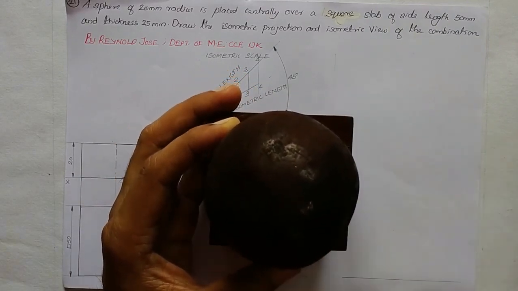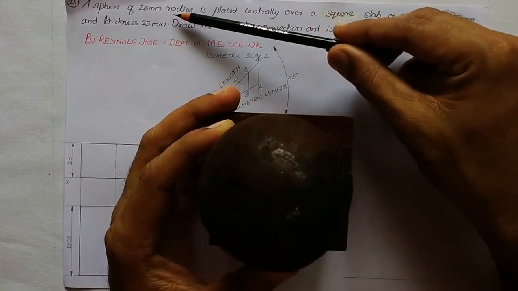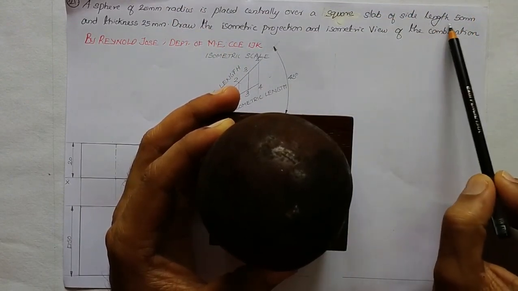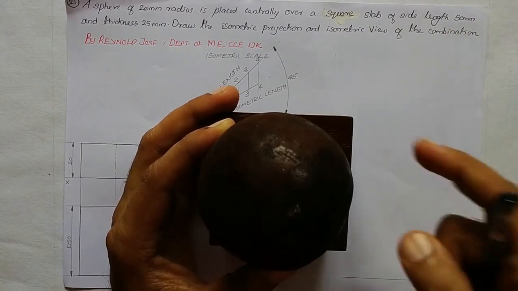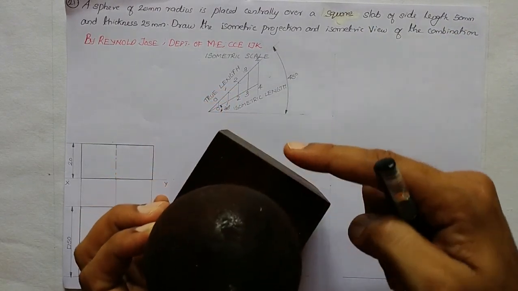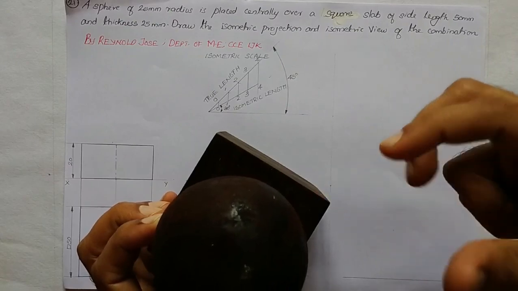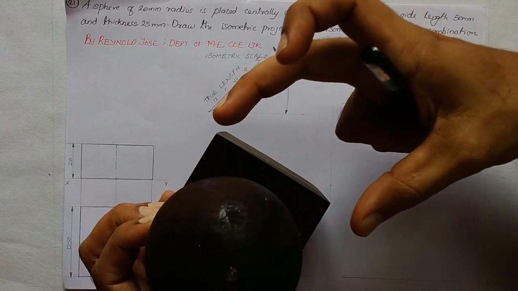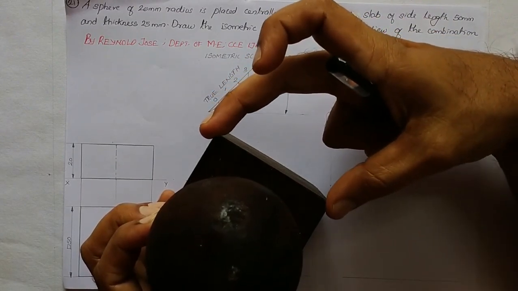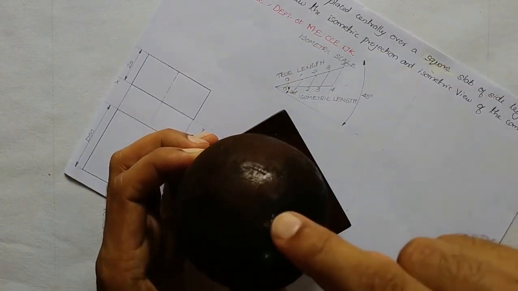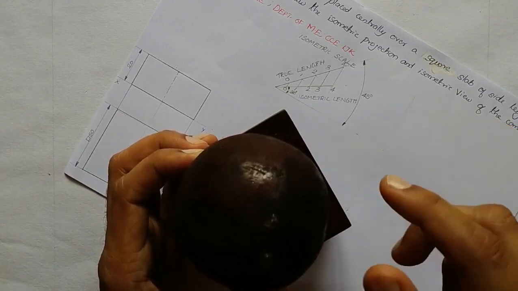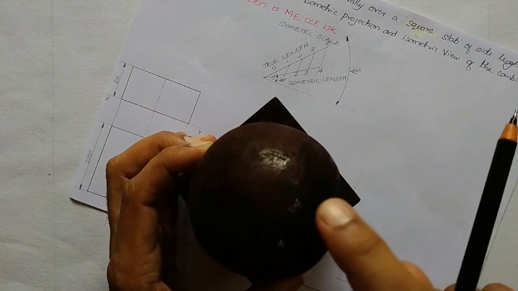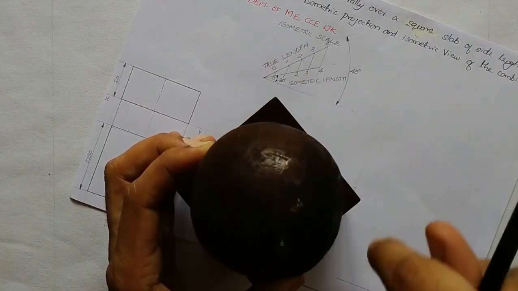So in this case, as the radius of the sphere is 20, the diameter will be 40, and the length of the square slab is 50. So this distance is 50. As the total diameter of the sphere is lesser than the total length of the square slab, when you're observing from the top, the square will be completely visible. And you can see the sphere as a complete circle.